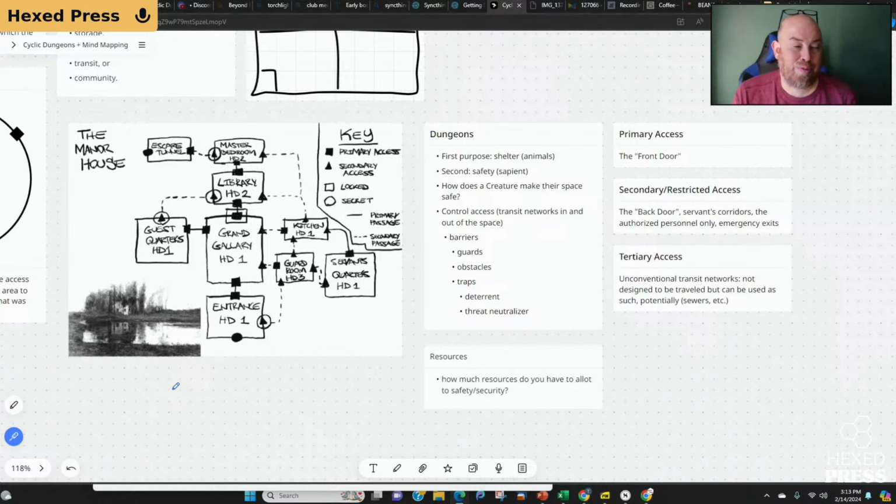And then, of course, once this stuff gets out in the world, people can do with it what they will.